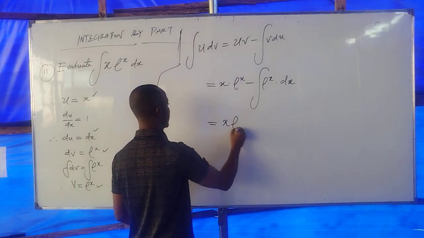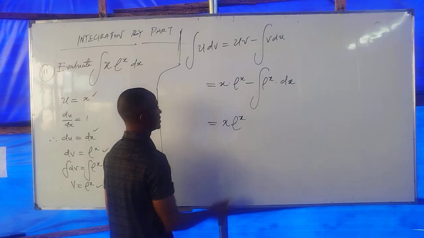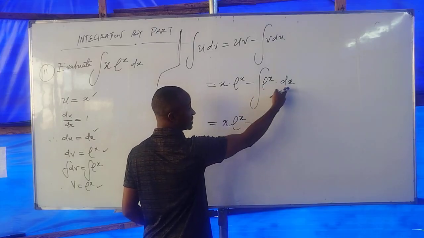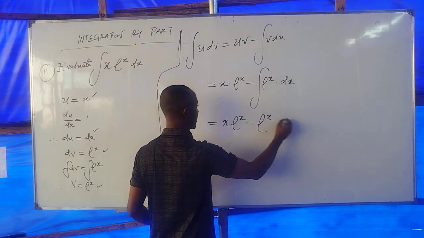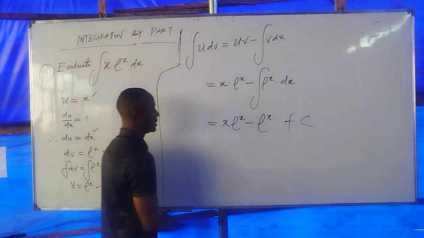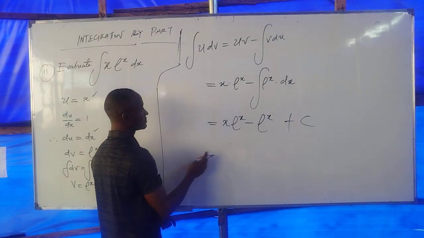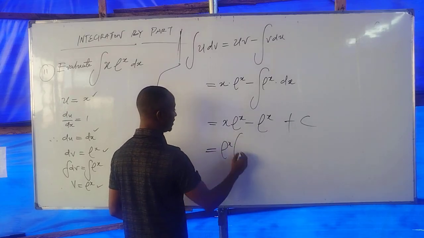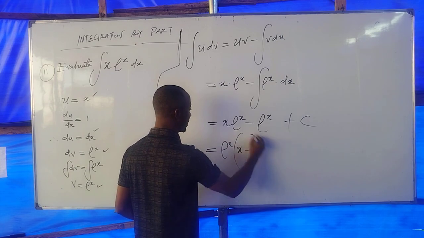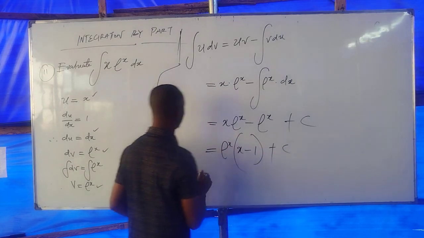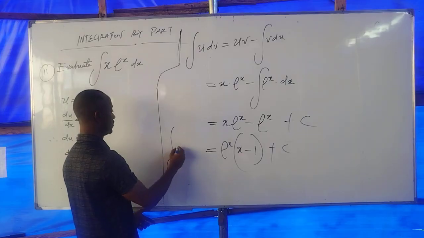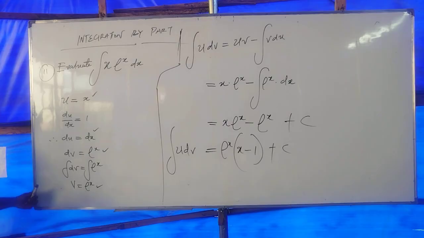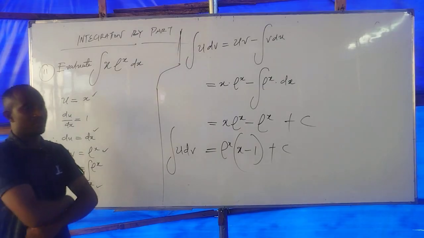x exponential x minus the integral of exponential x dx, which is exponential x, then plus c. Between these two terms, what's common? Exponential x, right? It is common. In the bracket, what do you have here? x minus 1, plus c. All equals the integral of u dv. Final answer to this.